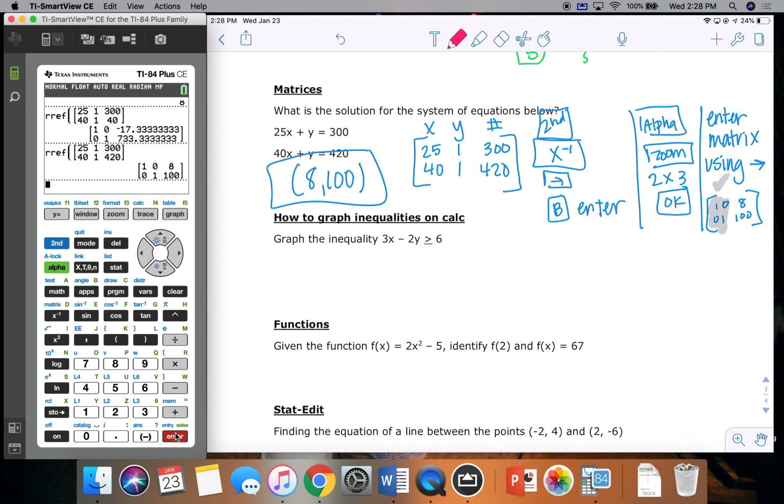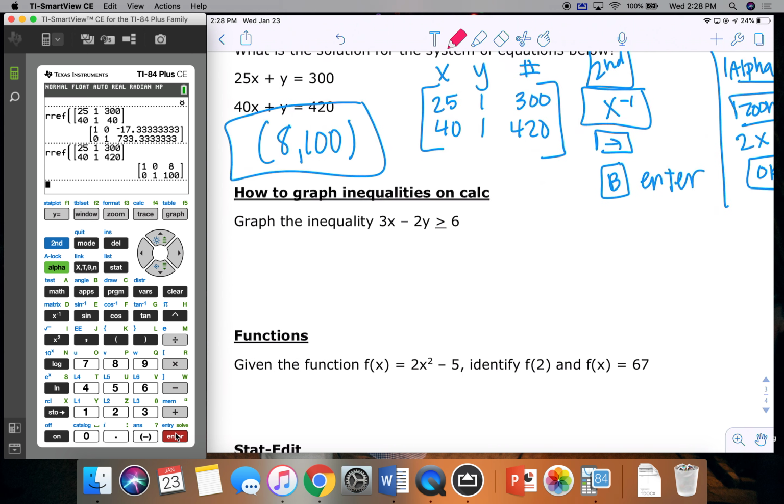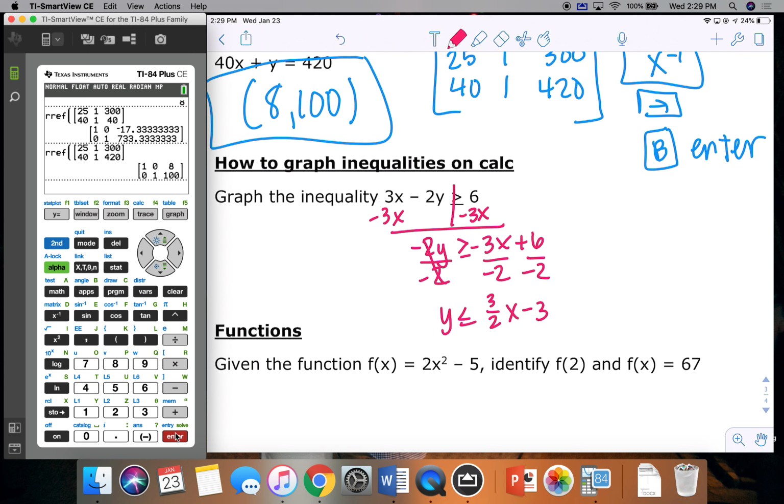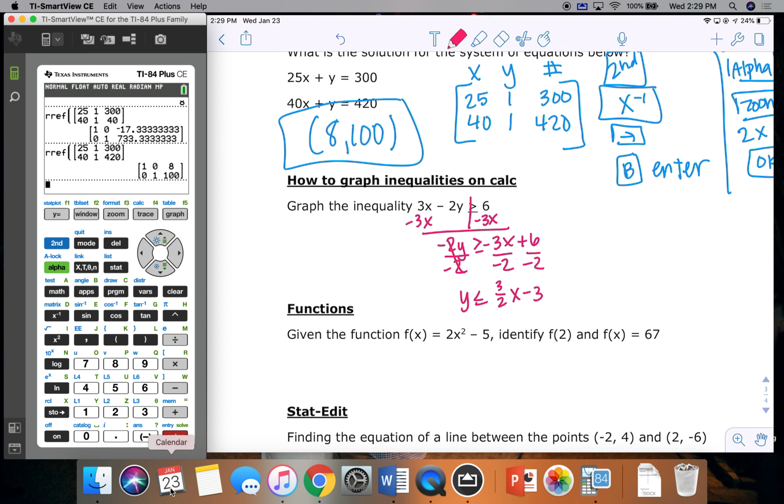To graph an inequality on the calculator, we didn't go over that when we were graphing, but first thing you need to do is solve for y, so we move x to the other side, and then divide by 2. Because we divided by a negative, we have to shift our sign or flip it.